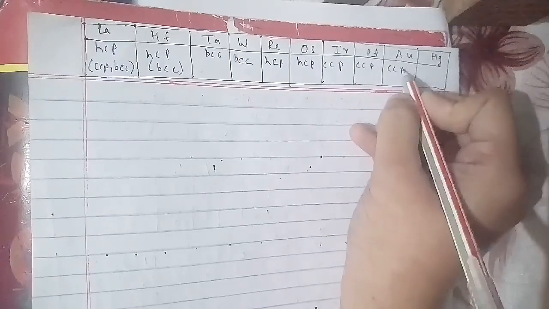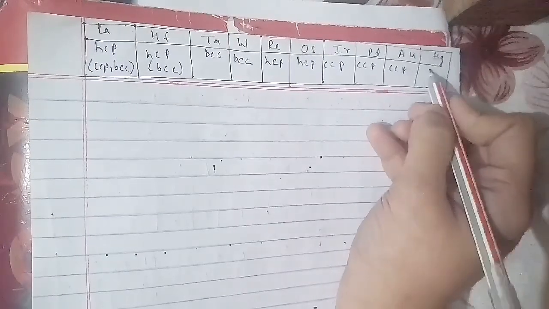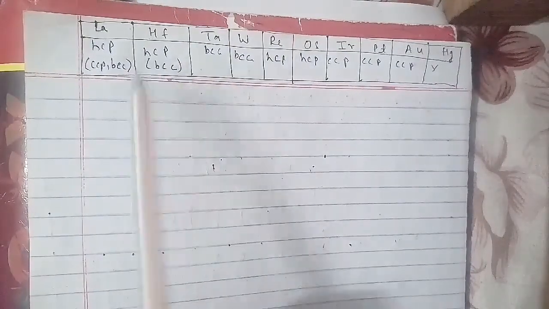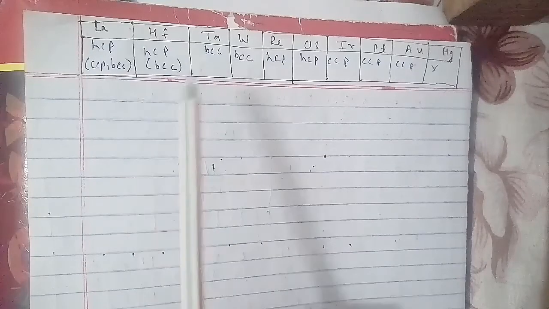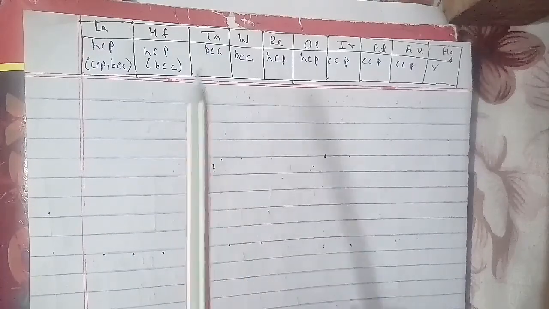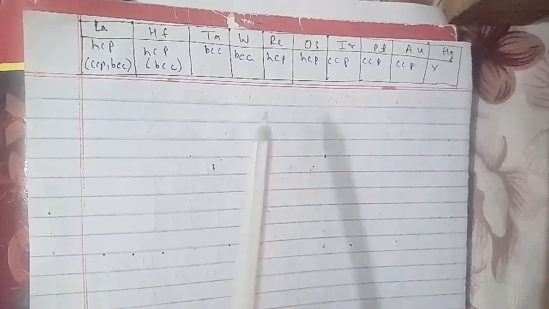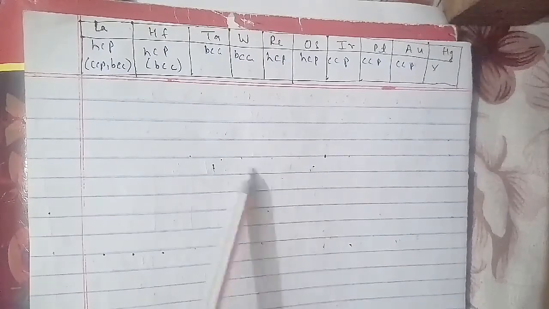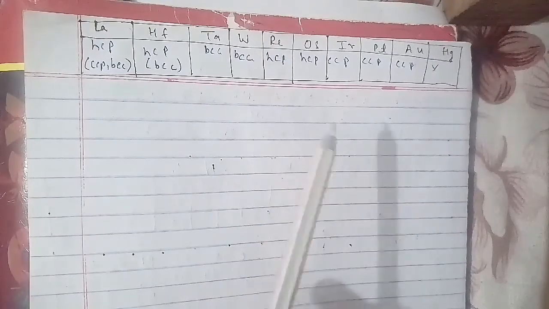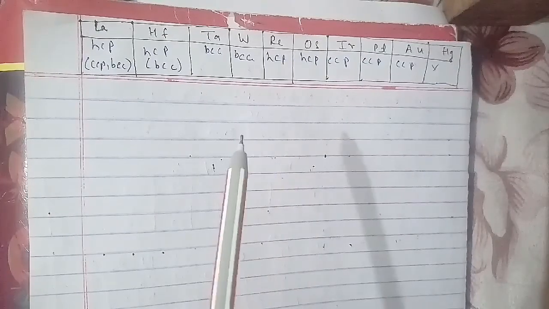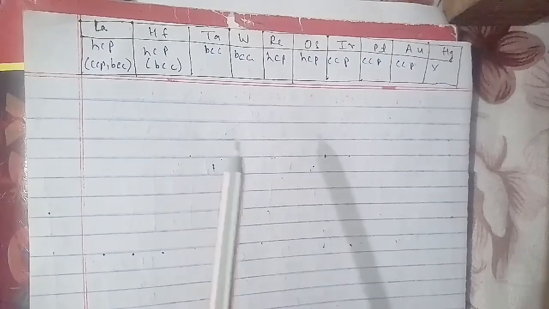So this is all that has been represented here. BCC is body centered cubic, HCP is hexagonal close packed, CCP is cubic close packed, and X is a typical metal structure. In the same way, the transition metals, except zinc, Cd and Hg, are very hard and have low volatility, and their melting and boiling points are high.